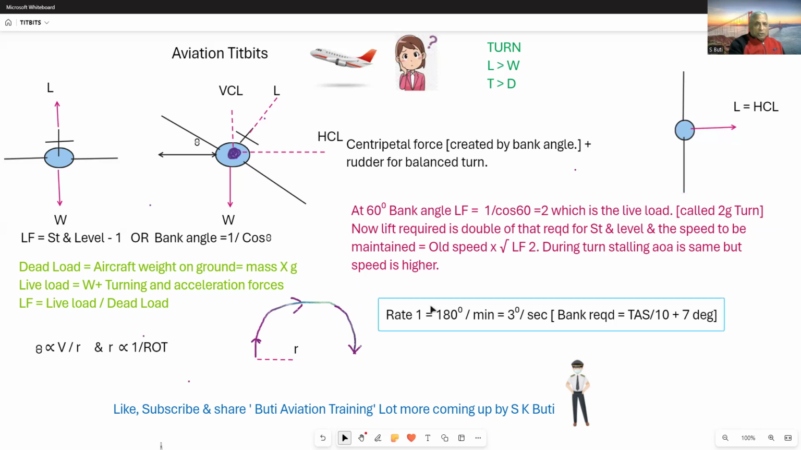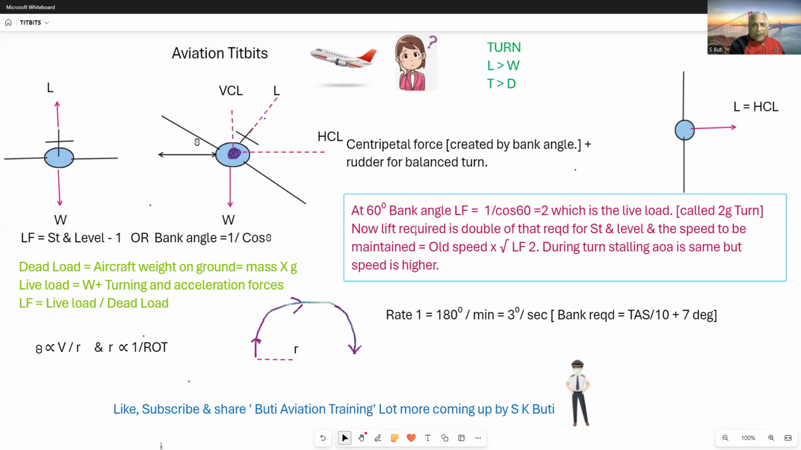Now we'll see that at 60 degrees angle of bank, the live load is double of that required for straight and level. Lift required is double of that. And the speed to be maintained will also be more. That is, old speed into square root of the load factor will be your new speed. During a turn, the stalling will occur at the same angle of attack, but the speed will be higher. That will be the old stalling speed into the square root of load factor.